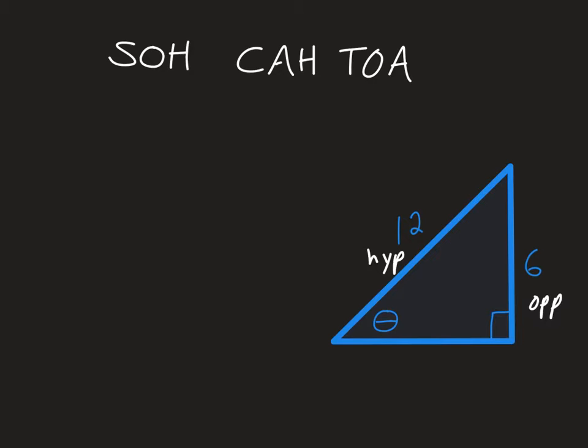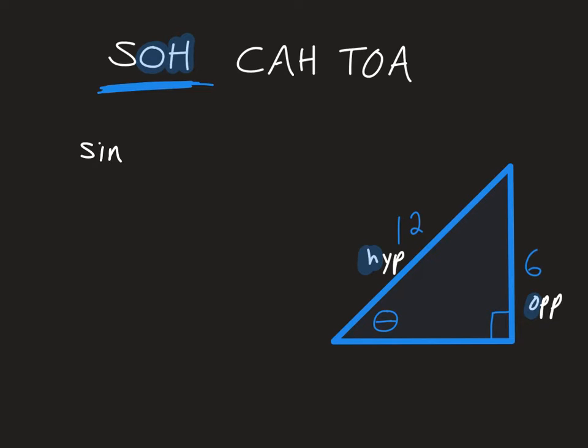Since I labeled the 6 as my opposite and the 12 as my hypotenuse, I have my opposite and hypotenuse involved. And that's going to tell me whether to use sine, cosine, or tangent. So I come over here to my SOHCAHTOA and say, well, what do I have? I have an O and an H. And so that means I'm going to be using the S, or sine. So I know that I want to use the sine function.